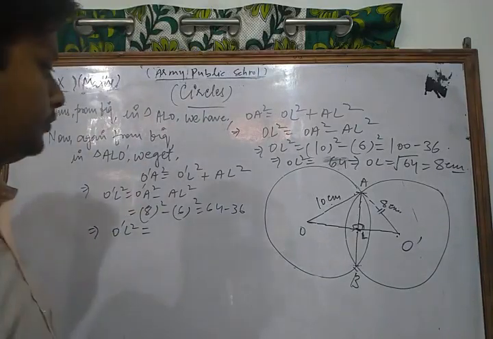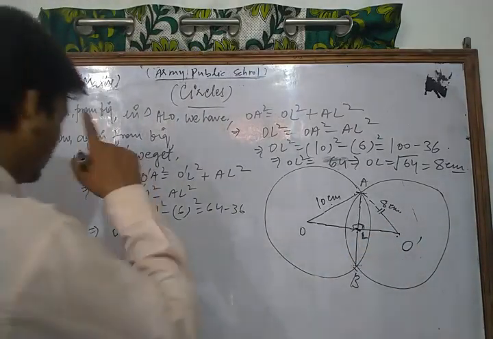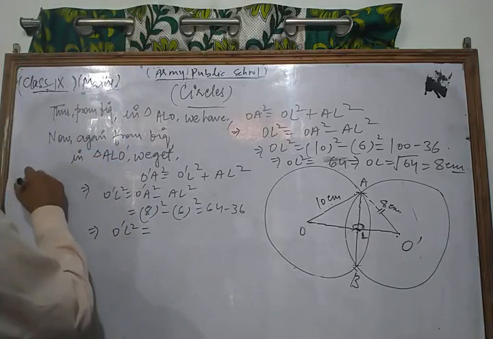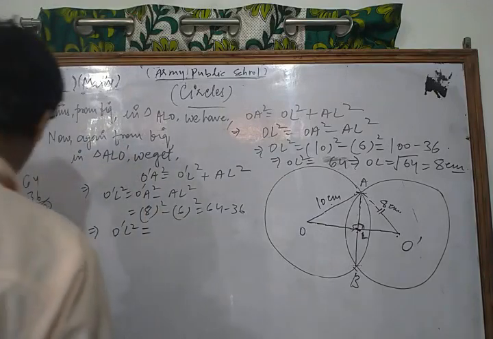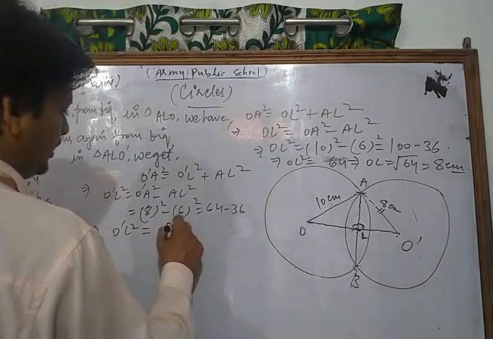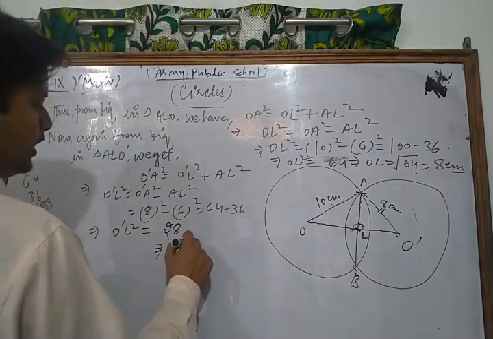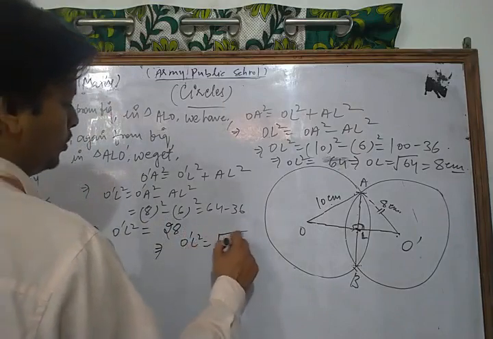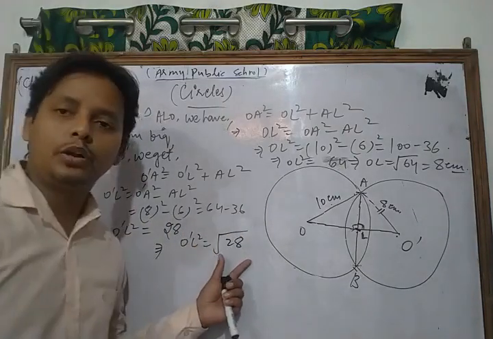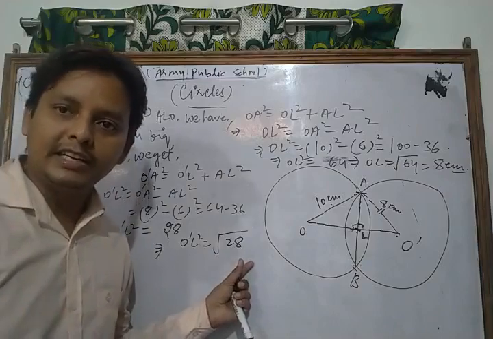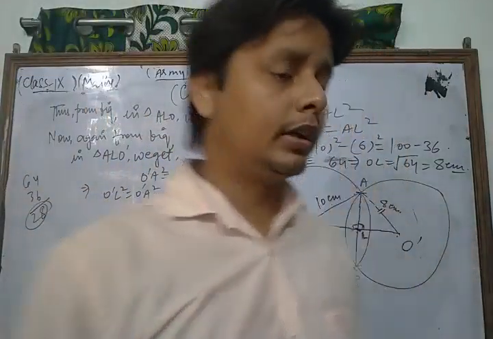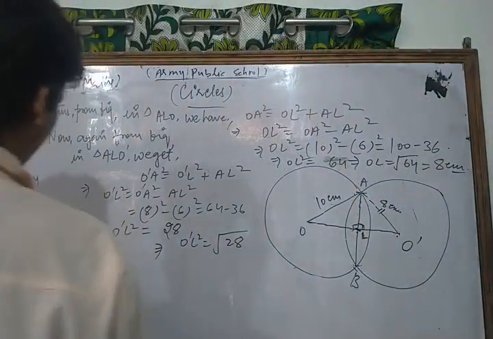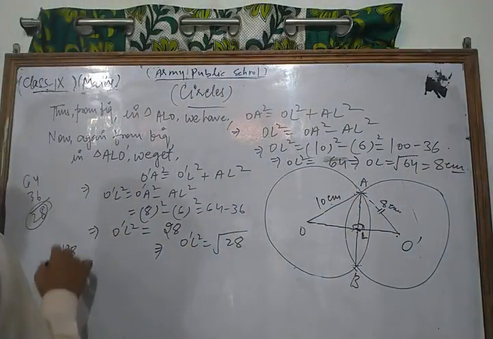Now look, O dash L square is equal to 64 minus 36. 64 minus 36 is 28. So from there O dash L is equal to square root of 28. Now we find the square root of 28.